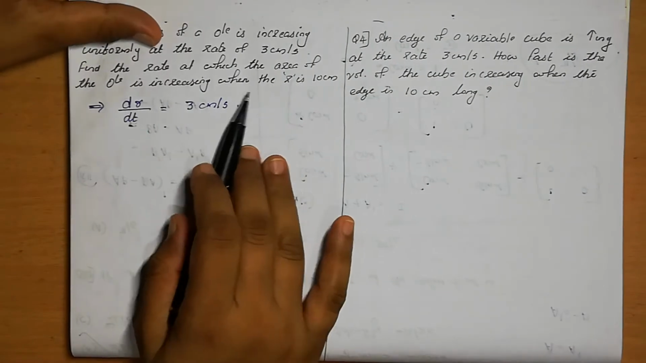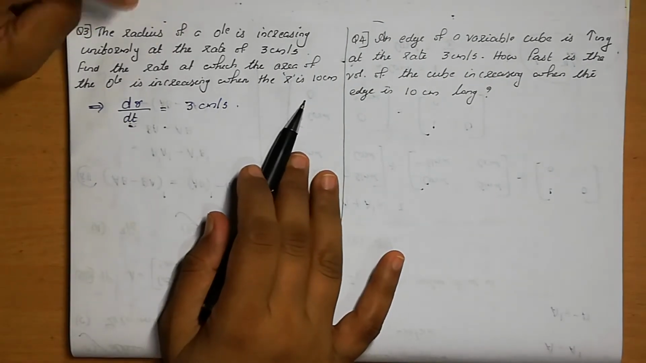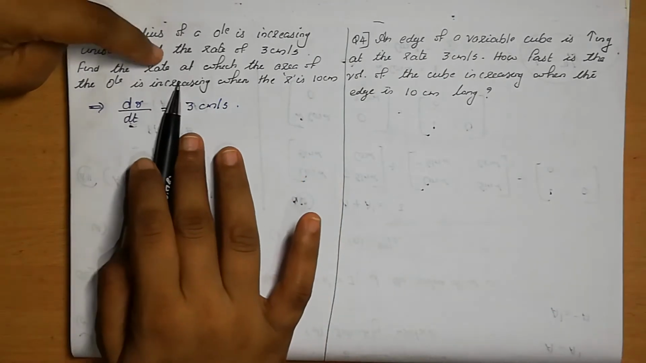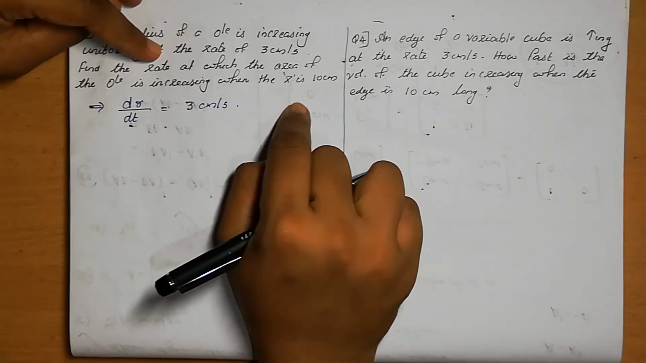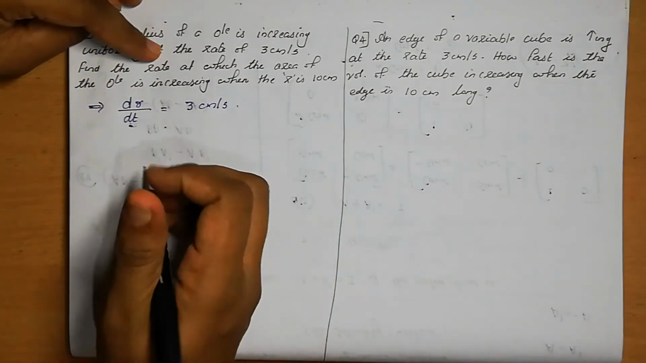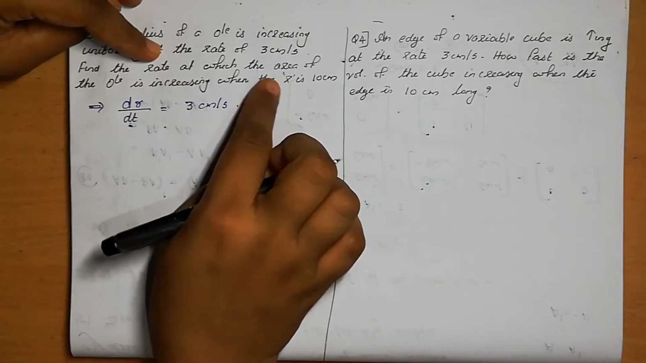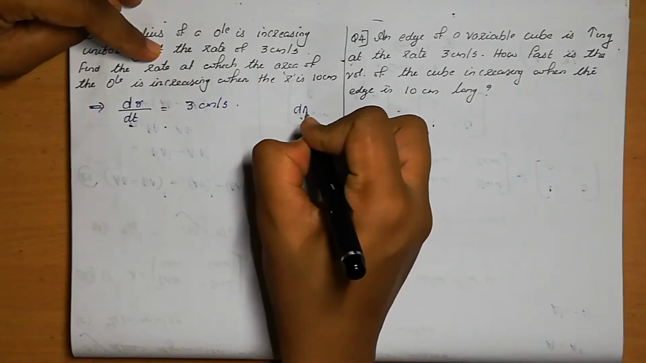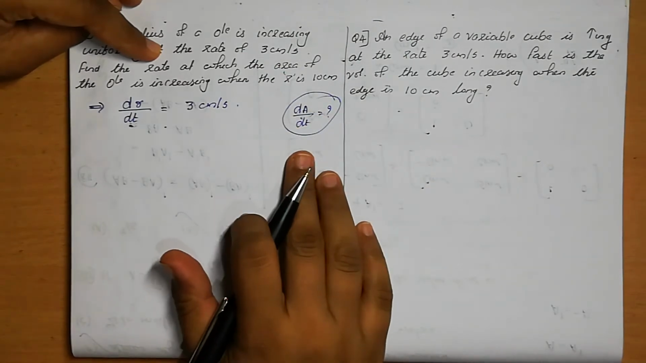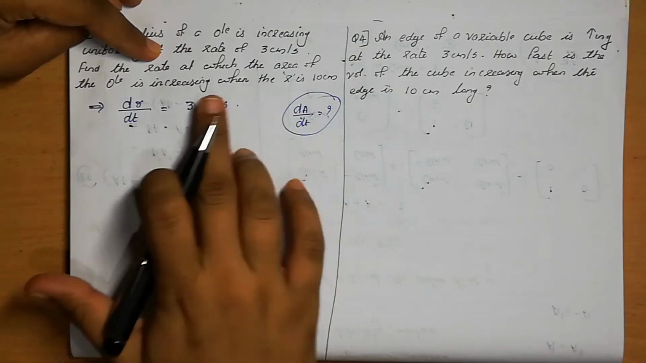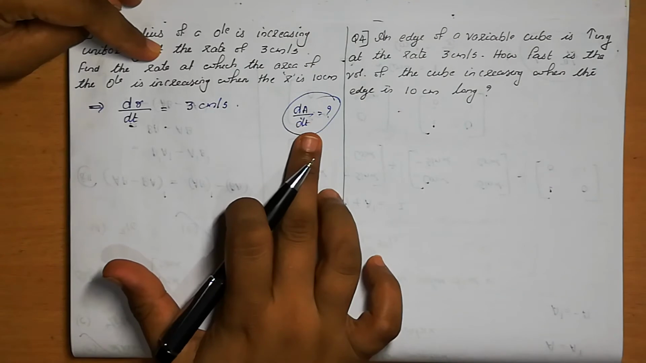Find the rate at which the area of the circle is increasing when the radius is 10 centimeter. What we need to find out? Sorry, not radius, we need to find the area. That means dA by dt we are going to find out, the rate at which the area of the circle is increasing when the radius is 10 centimeter.